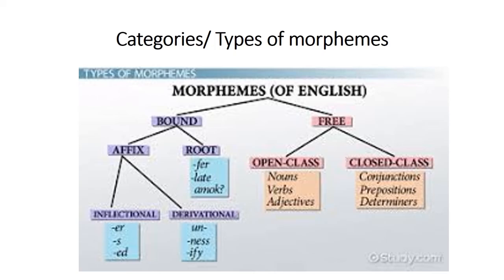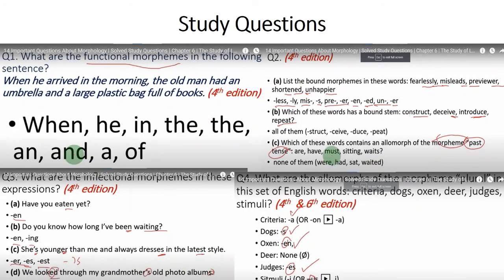And now I'll discuss the study questions of this chapter so that your concepts get clear. Question number 1 is, what are the functional morphemes in the following sentence?